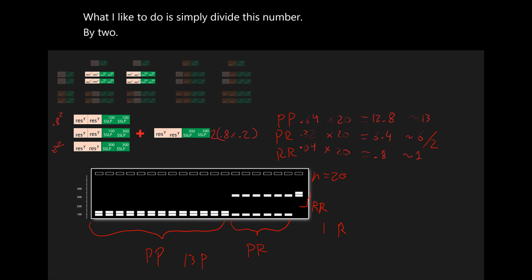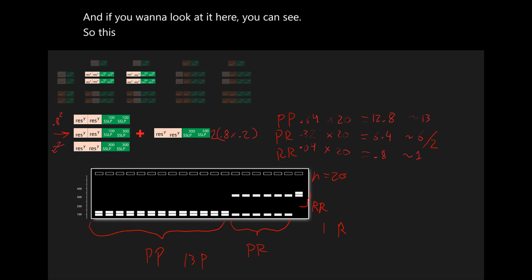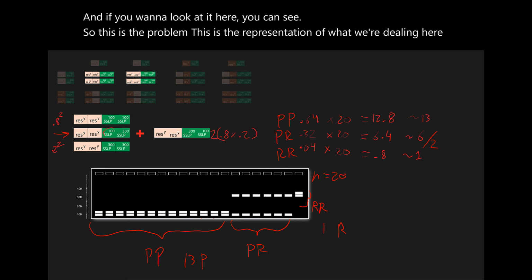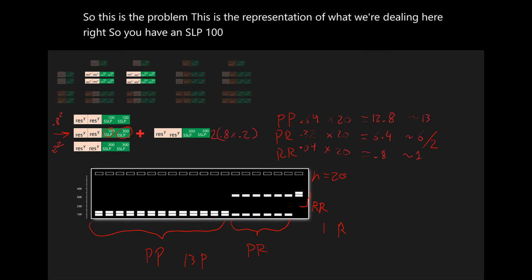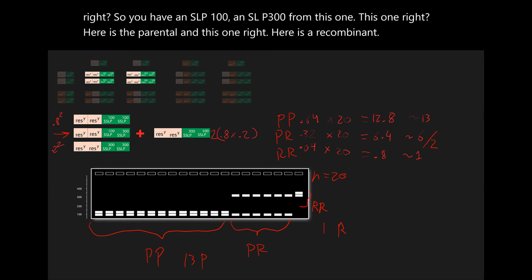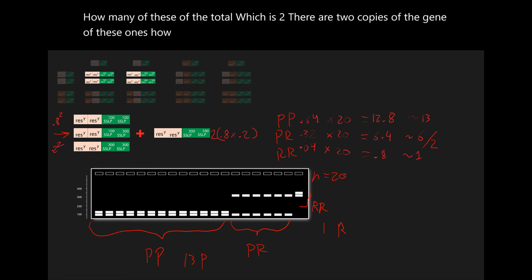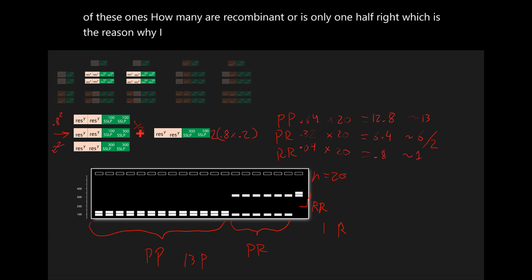If you want to look at it in here, you can see this is the representation of what we're dealing with, right? So you have an SSLP 100 and SSLP 300. This one right here is the parental, and this one right here is the recombinant. Of the total, which is 2 copies of the gene, how many are recombinant? Well, it's only 1/2, right? Which is the reason why I am dividing by 2.